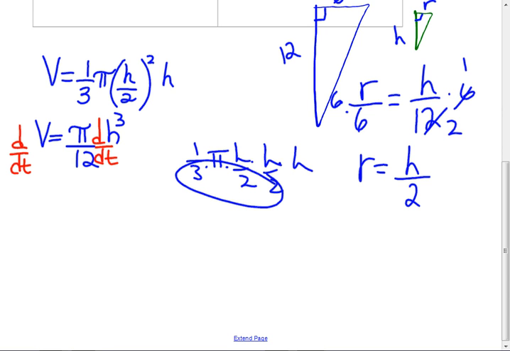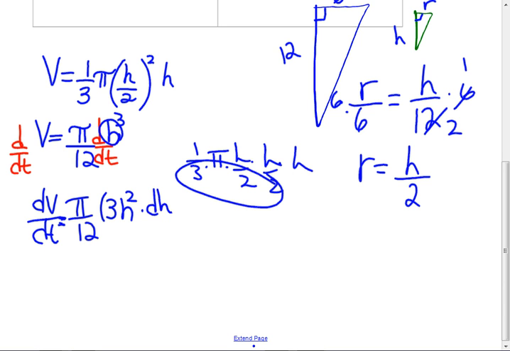Because you can always ignore the constant. It's there. You've got to keep it there, but you can ignore it, at least for the time being. So I have dV/dt equals pi over 12. And what's the derivative of H cubed? 3H squared times the derivative of the inside function, dH/dt. And those of you who say, well, I have to use the product rule, okay, it's plus H cubed times the derivative of pi over 12. Well, what is that derivative? 0, so why do it?